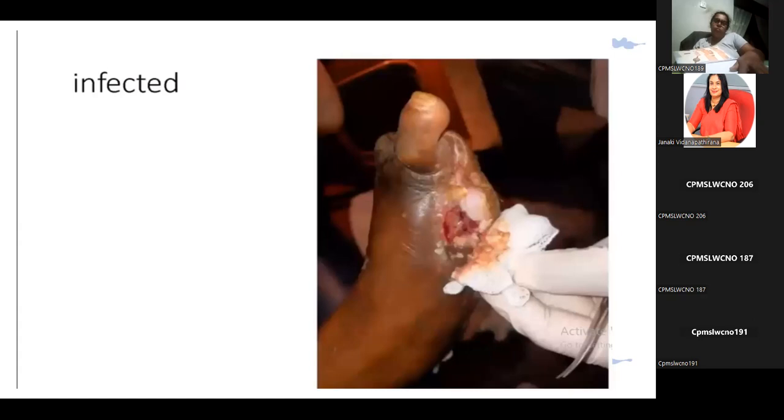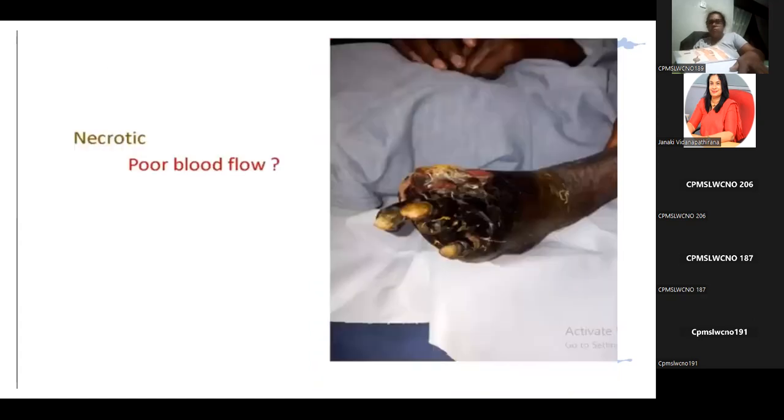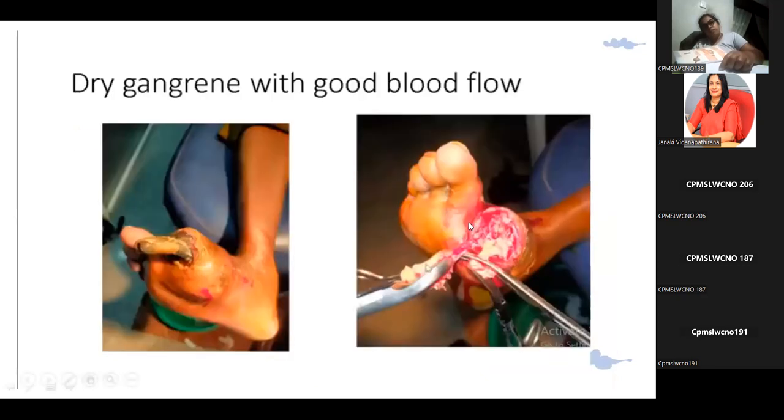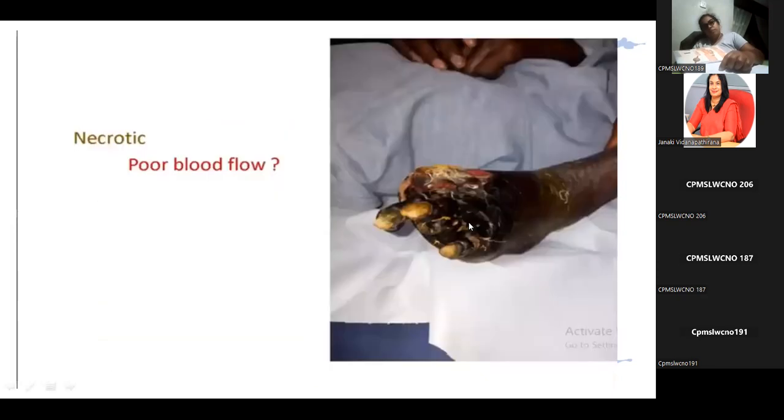So you answered no. So a necrotic wound with poor blood flow. So what do you do to this? What's the dressing? I need answers.